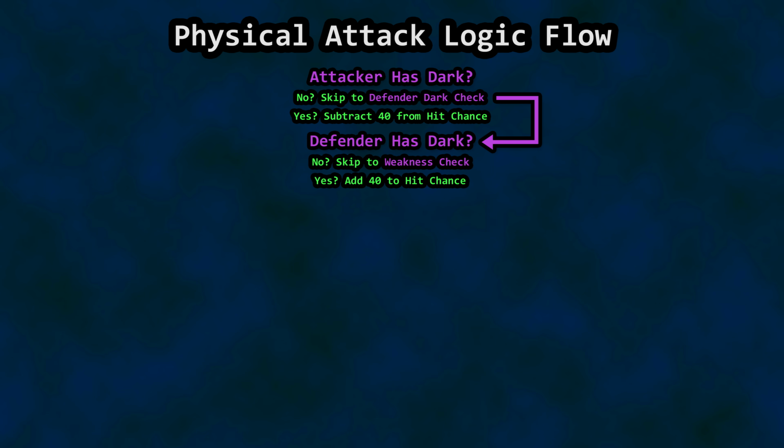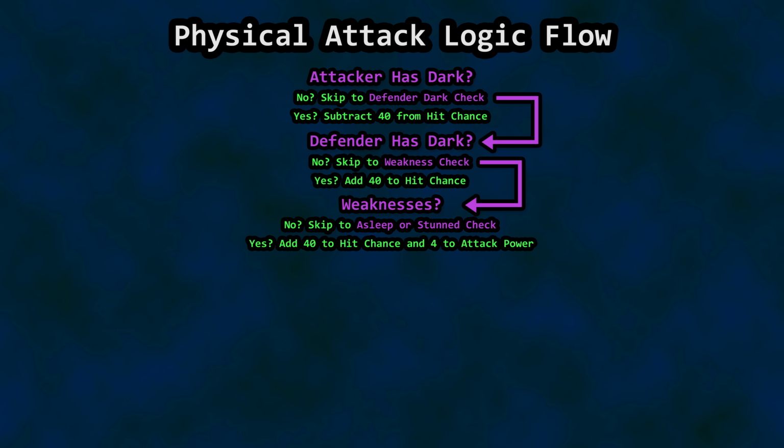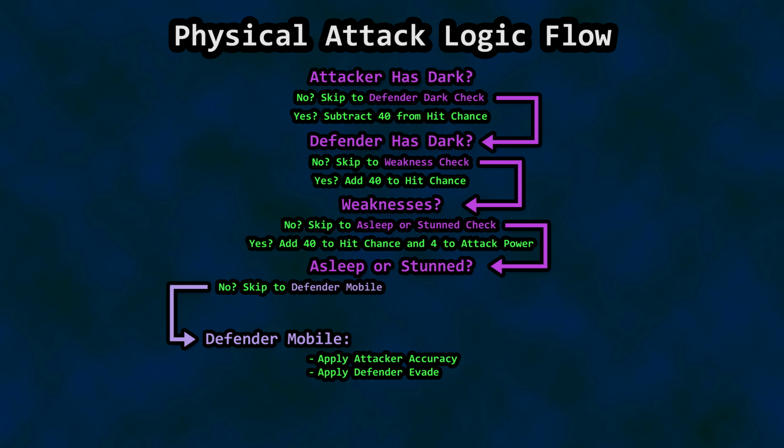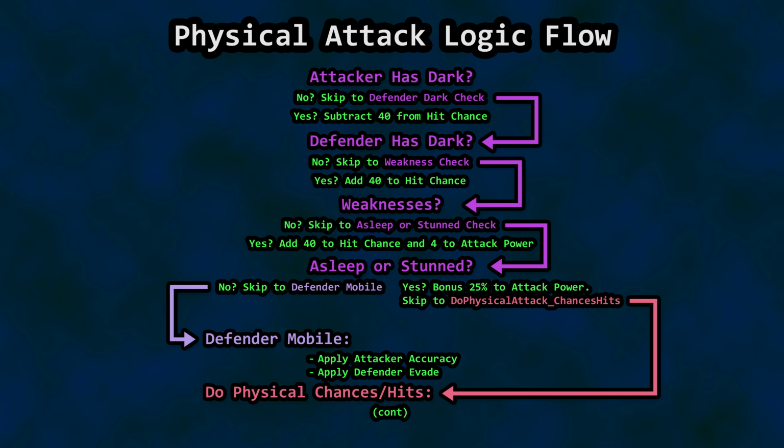So we have the defender darkness check. Then the weakness logic checks to see if an elemental damage from the attacker does extra damage against a defender with a matching elemental weakness. Then we fall into the asleep or stunned check. Now at this point, logic flow has followed a standard pattern of no, yes for each special case. But asleep or stunned is a bit odd. If the defender is not asleep or stunned, we skip ahead to apply the attacker's accuracy and the defender's evade. If they are immobile, thanks to being asleep or stunned, we apply a 25% bonus to attack power and then skip past applying the attacker's accuracy and the defender's evade.